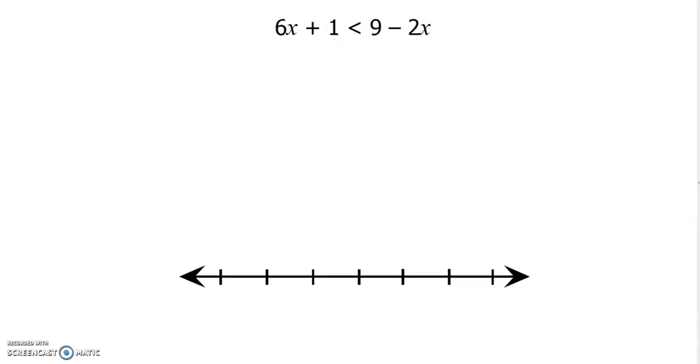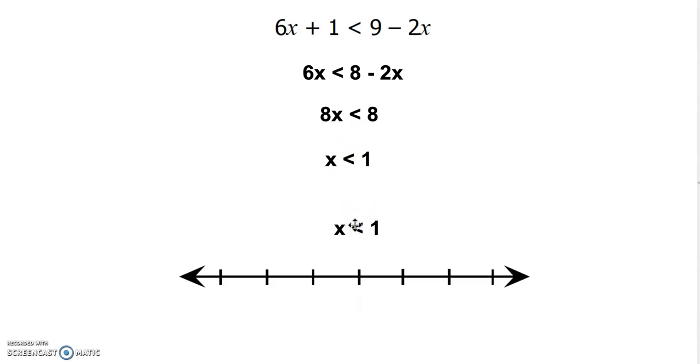Next, we have variables on both sides. So what we have to do first is decide which side we want to move the variable to. I think I'm going to move the variable to the left, and I think I'm going to get rid of the 1 first. So I'm going to subtract 1 from both sides to get 6x is less than 8 minus 2x. Then add 2x to both sides. When I add 2x to both sides, I get 8x is less than 8. So x is less than 1.